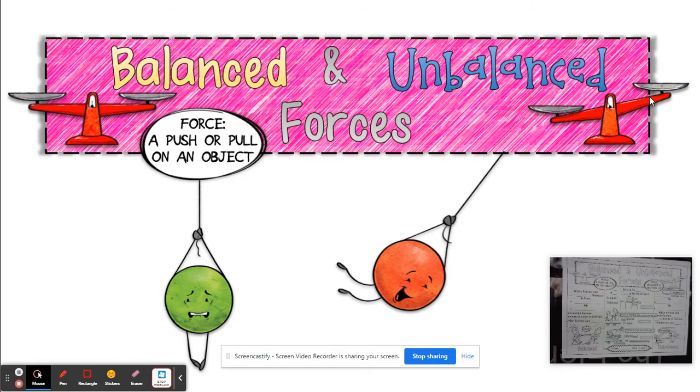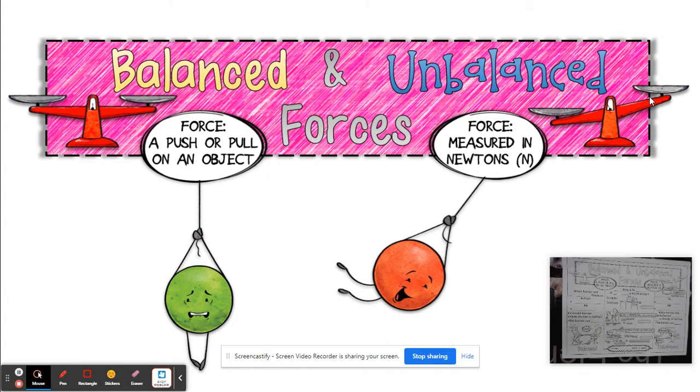Force is a push or pull of an object. All force is, is me pushing a piece of paper to you or pulling one back. Let's say I'm sliding you a piece of paper, I'm pushing it towards you, I am applying force to that paper. If I'm pulling it back towards me, then I'm pulling it, and again, I'm applying force to it. Otherwise, it's just sitting there on the table all by itself.